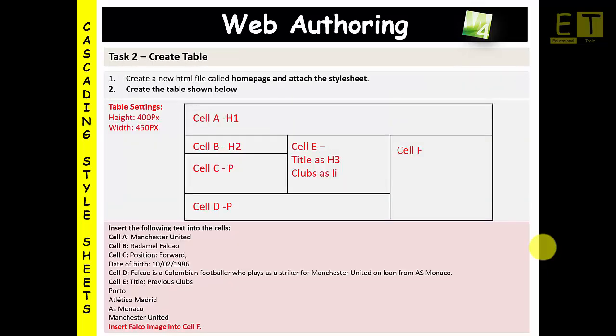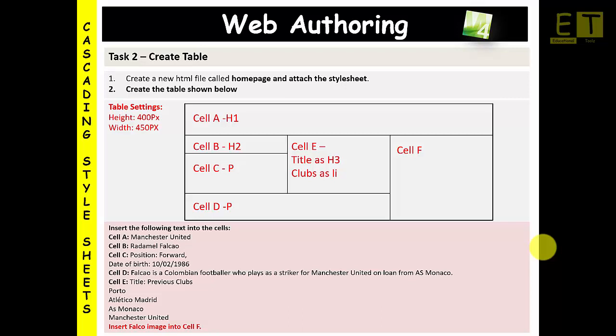Once we've done that, we will need to create a table for task 2. So we need to create a new HTML file called homepage and attach the style sheet. We need to create the table shown below. Ensure that you merge the columns where you see that they need to be merged. Use the following table settings: height 400 pixels by width, which is 450 pixels. And you will need to insert the following text into the cells. So cell A, Manchester United; cell B, Falcao; cell C, the position; cell D, information about Falcao; cell E, previous clubs; and in cell F you will need to insert the image provided.